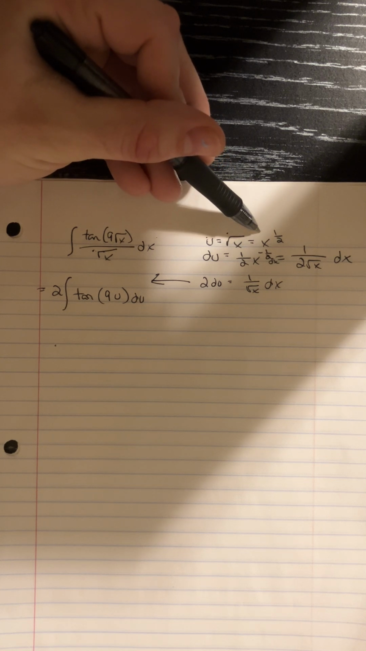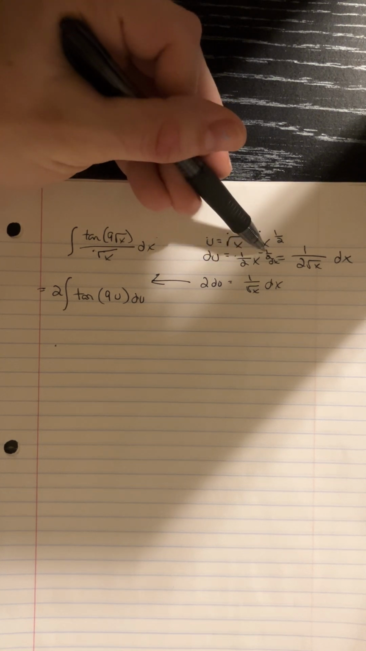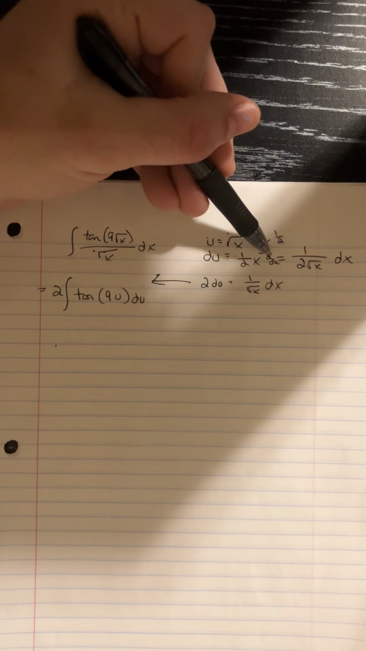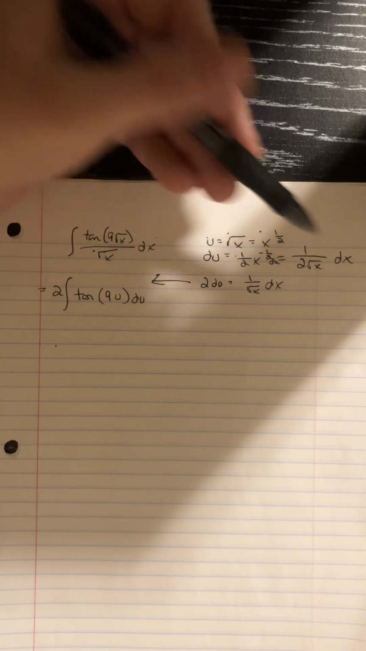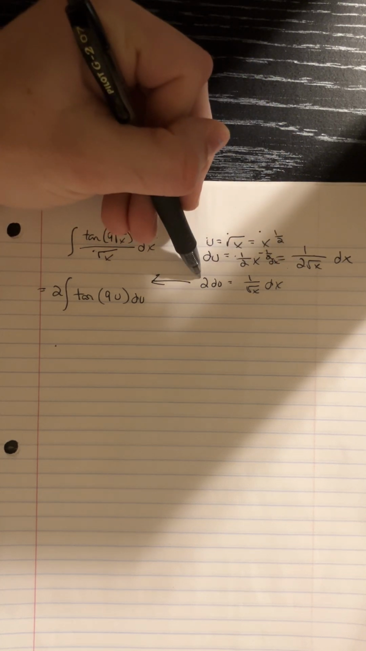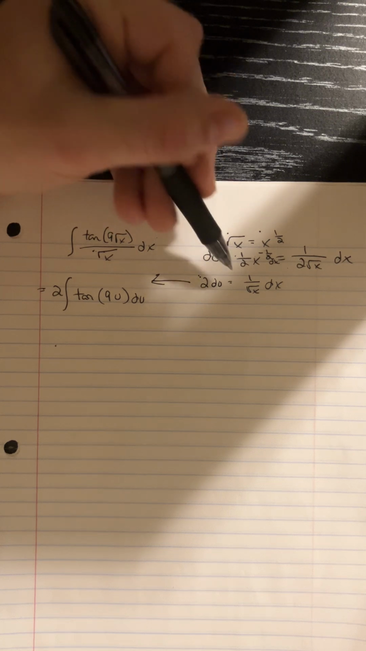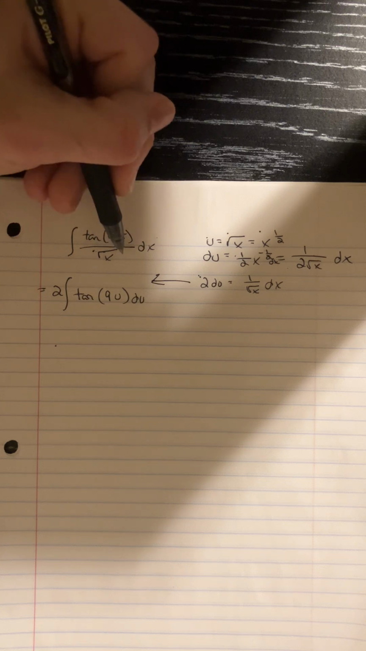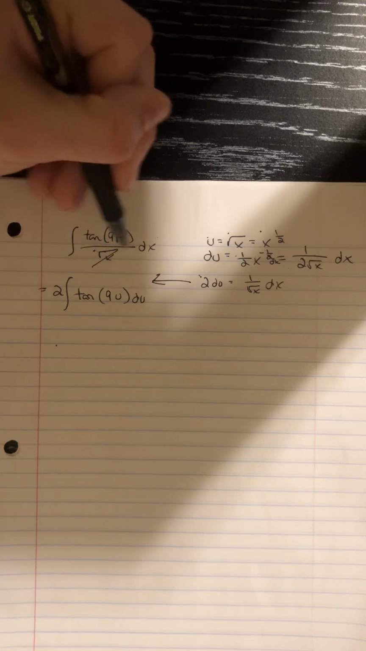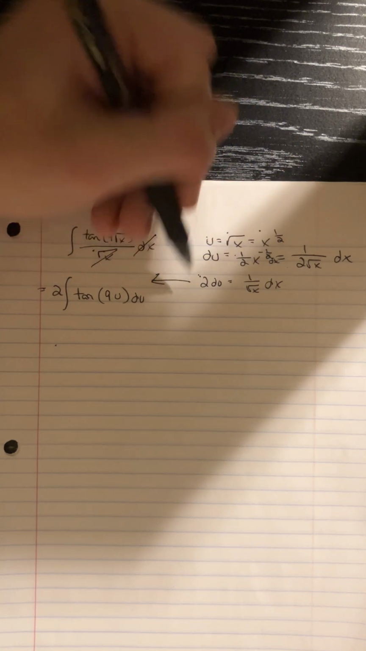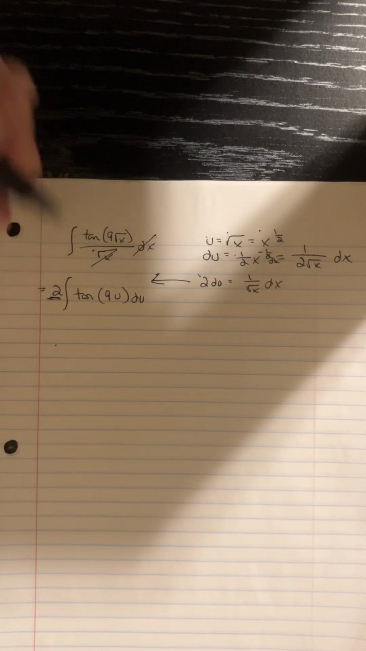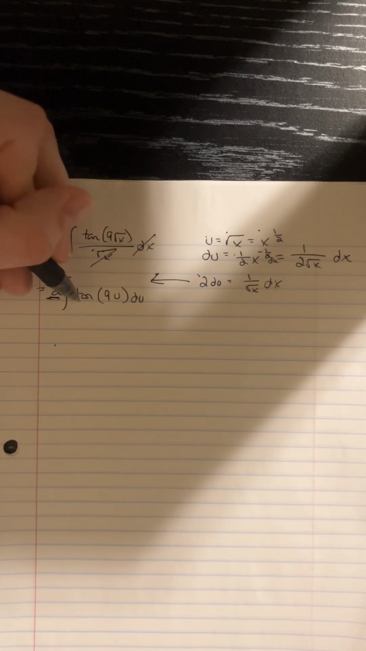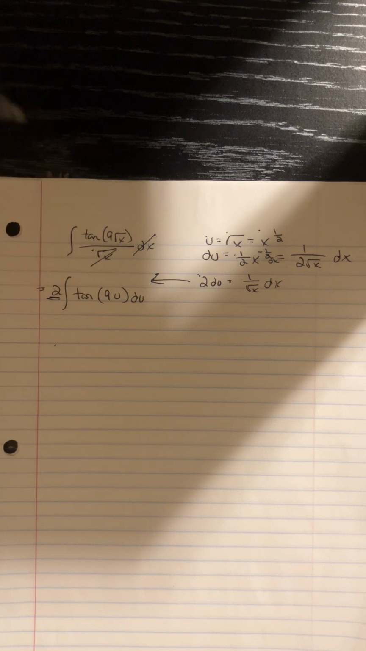The derivative of x to the 1/2 is 1/2 x to the negative 1/2 dx, which is also equal to 1 over 2 square root x dx. When you multiply both sides by 2 here, you get 2 du is equal to 1 over square root x dx. And that's going to replace the 1 over square root x dx here when we sub that in. Bring the 2 out front right away, and get 2 times the integral of tangent of 9u du.